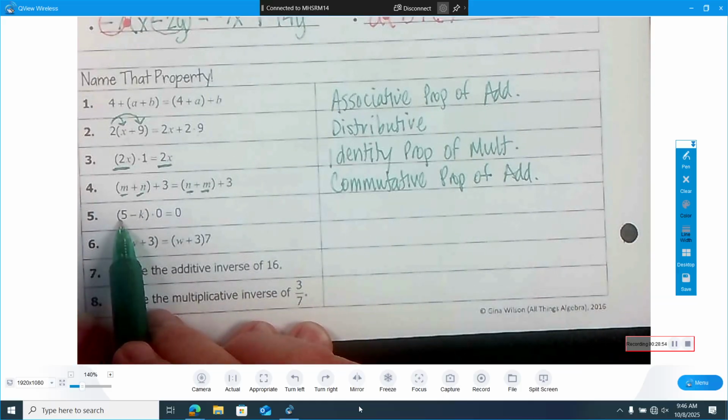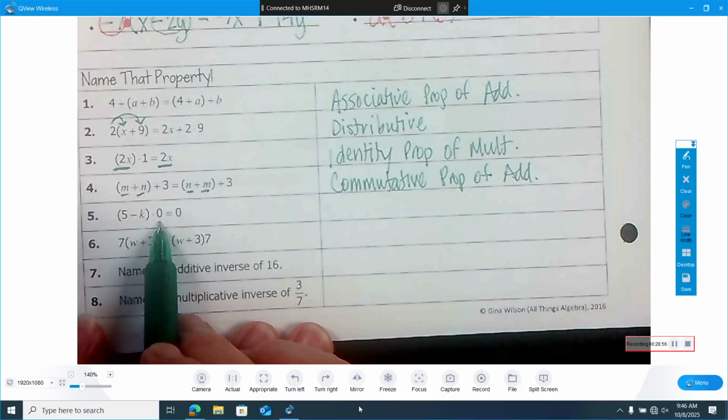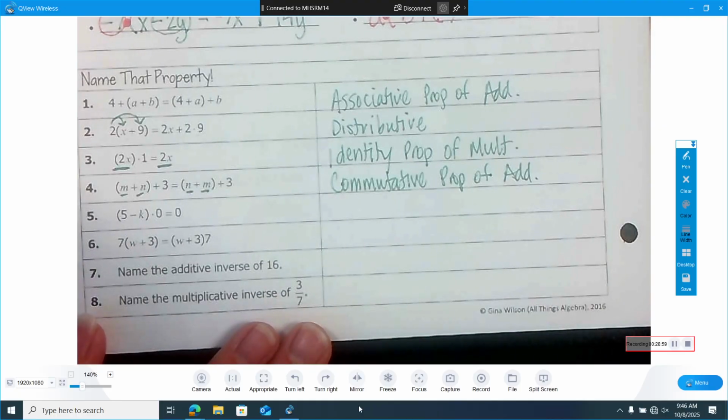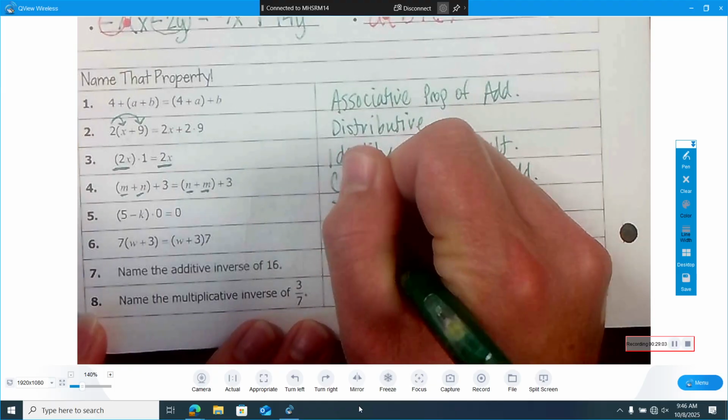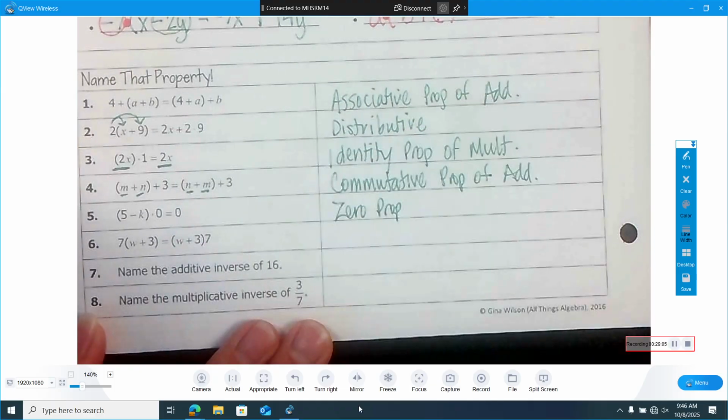What property says, hey, take something and times by 0 and it equals 0? What property is that? Zero property, very good. Zero property. If we multiply by 0, we're going to get a 0. All right.